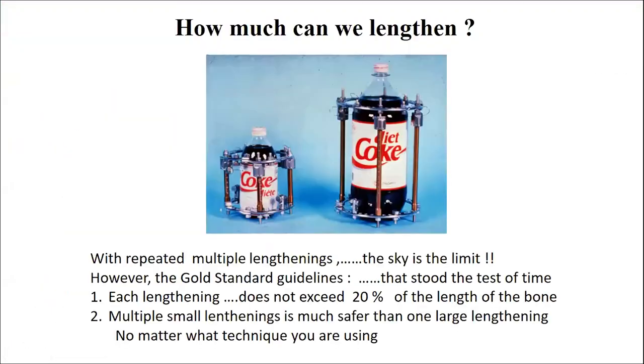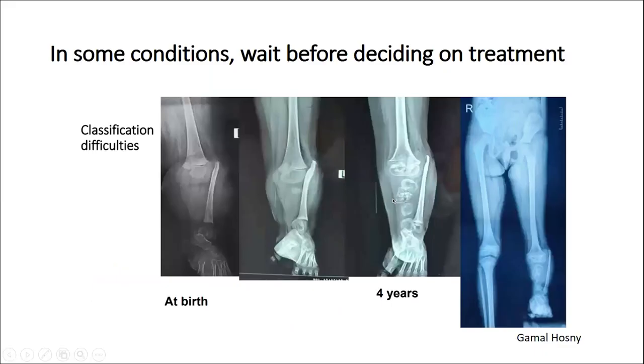Two more things have to be discussed because they are very common. The parents always want to know how much can be lengthened. The answer now is that with repeated multiple lengthenings, the sky is the limit. However, we should respect that for each single lengthening, 20% remains the magic number.